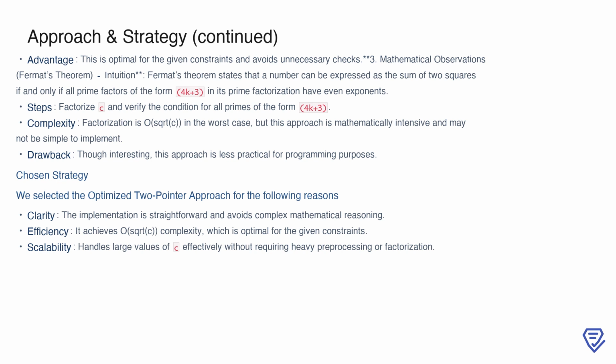Ultimately, we selected the optimized two-pointer approach for several reasons. It is clear and straightforward to implement, avoiding the need for advanced mathematical concepts. It achieves an optimal complexity of O(sqrt(c)), making it efficient and scalable for large values of c. These factors make it the most suitable strategy for solving this problem.